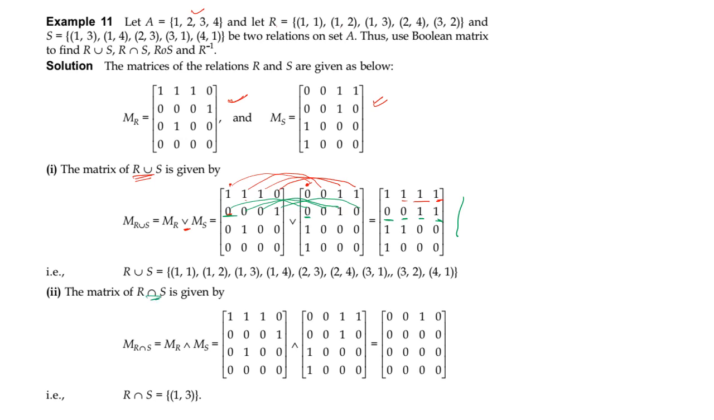Similarly, the intersection operation is the meet operation. 1 meets 0 will give me this 0. 1 meets 0 will give me this 0. 1 meets 1 will give me this 1, and 0 meets 1 will give me this 0, and so on. What I have done is I have taken the union, and then I can convert the union back into pairs, right? Or you can verify the answer by taking the union of these two relations on your own. Similarly, you can also check the intersection.